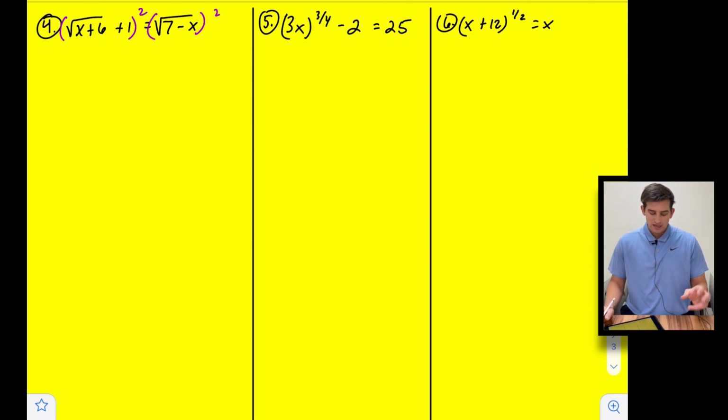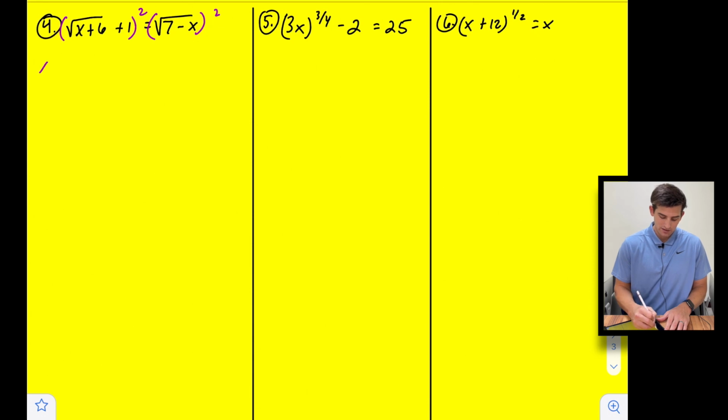Now on the left here, we have essentially the square of a binomial again. Imagine, square of a binomial, sometimes we think of it as like a plus b squared. So our pattern is a squared plus 2ab plus b squared. So if we think of the square root of x plus 6 as a and 1 as b, then we could factor it, or we could FOIL it out like this.